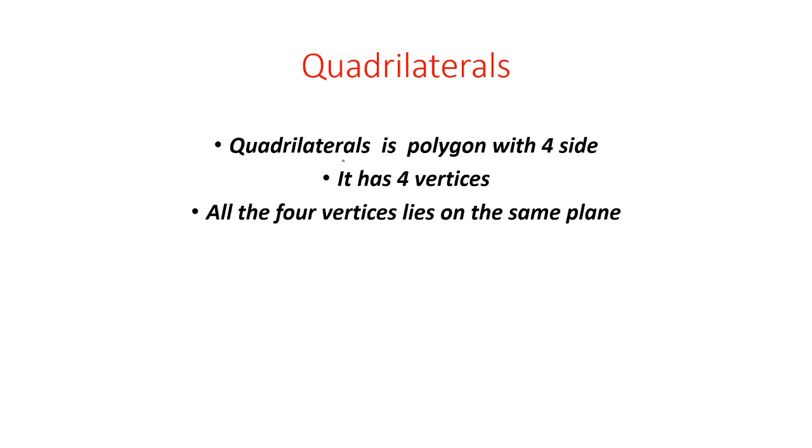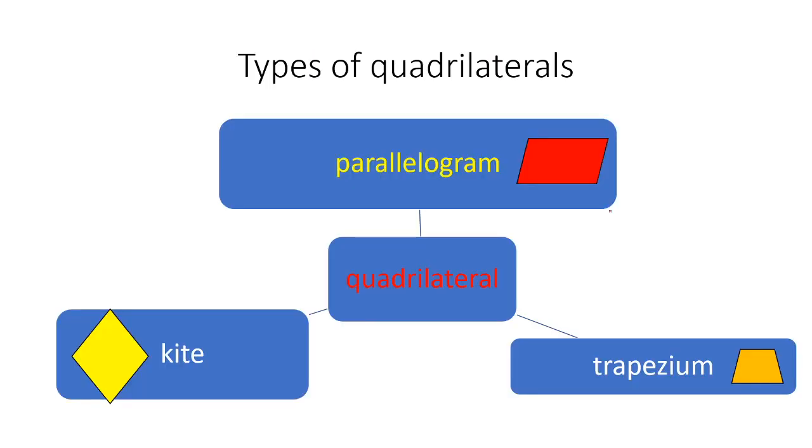A quadrilateral is a polygon having four sides. It has four vertices and all four vertices lie on the same plane. So this is about the quadrilateral and types of quadrilateral, which I have already introduced in the previous videos.